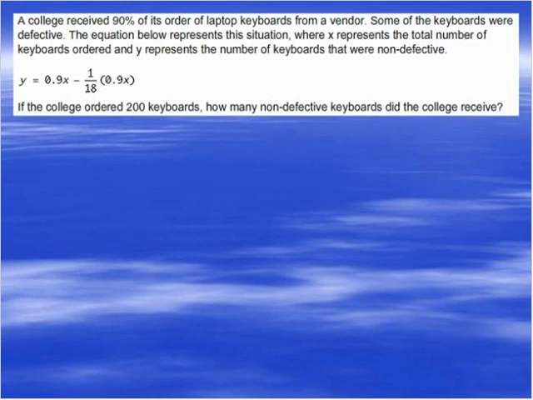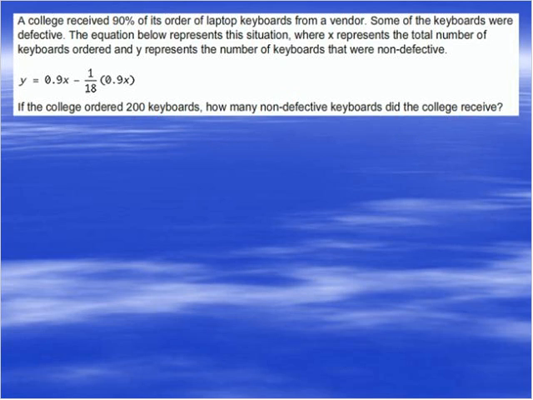A college received 90% of its order of laptop keyboards from a vendor. Some of the keyboards were defective. The equation below represents the situation, where X represents the total number of keyboards ordered, right here, and Y represents the number of keyboards that were non-defective, so the ones that were good. If the college ordered 200 keyboards, how many non-defective keyboards did the college receive?